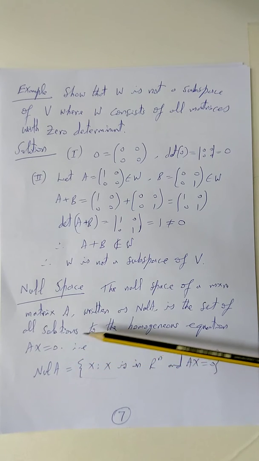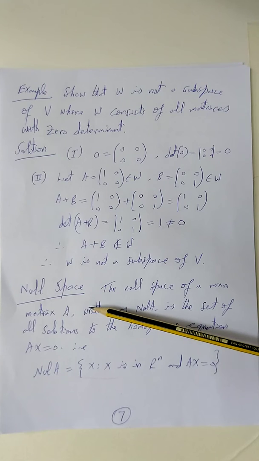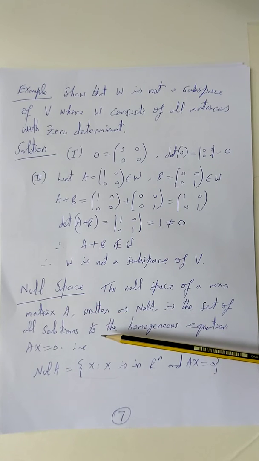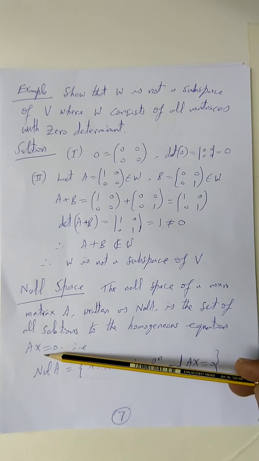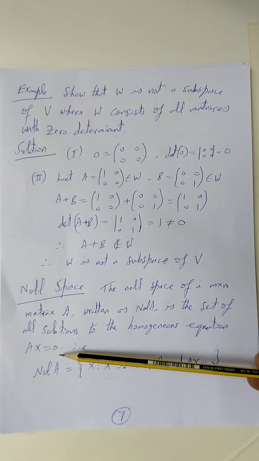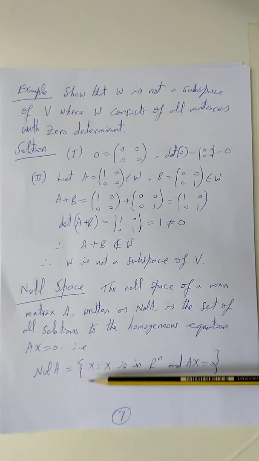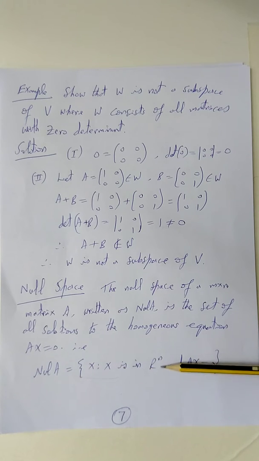So it means if I want to prove whether something is in the null space or not, I will multiply A with x, and if my answer is 0, then it is in the null space. So I will write Null A equals the set of x such that x is in R^n and Ax equals 0. Actually, the main condition to prove whether some vector is in Null A or not is: we multiply A with x, and if it is 0, then it is in Null A. If it is not equal to 0, then it is not in Null A.